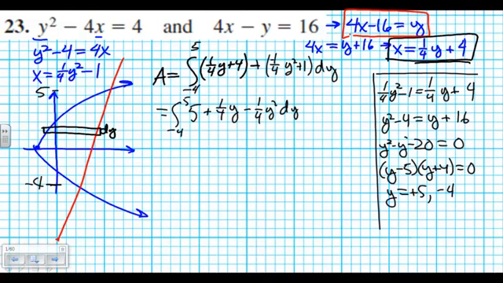The antiderivative of 5 is 5y. The antiderivative of 1/4 y is 1/8 y squared. And the antiderivative of -1/4 y squared is going to be 1/12 y cubed, evaluated from -4 to 5.